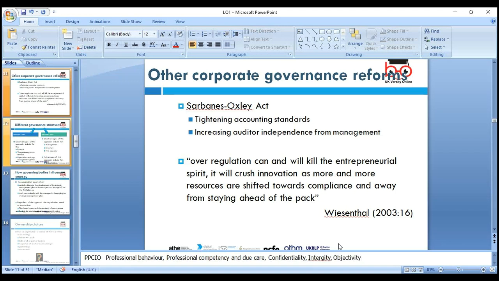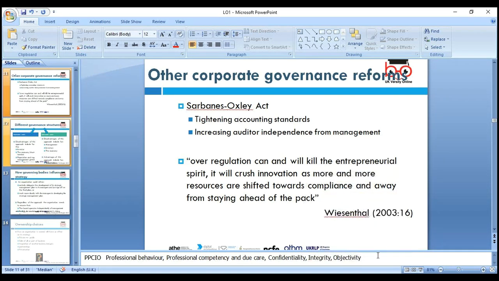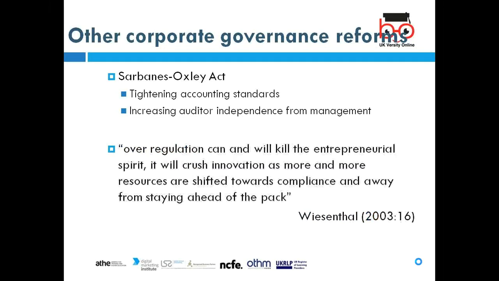And objectivity: we are not supposed to compromise our objectivity as an auditor. So these are the professional code of ethics we should follow, which are not being followed by the auditor.